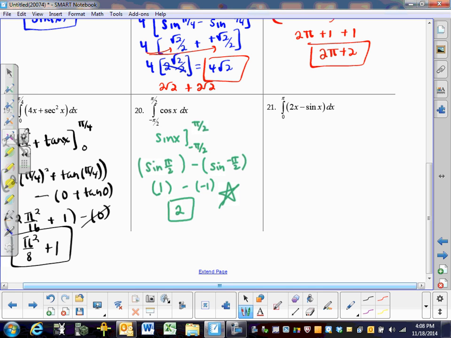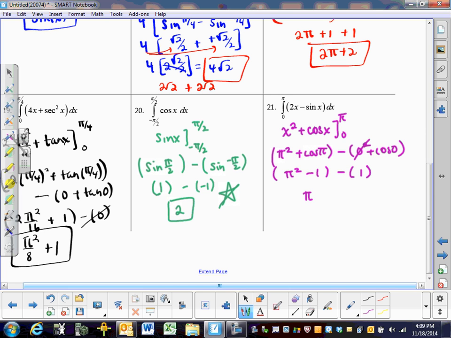Backwards from 2x gives us x squared. Backwards from negative sine is positive cosine, 0 to pi. The top is pi squared plus cosine pi, minus the bottom, which is 0 squared plus cosine 0. Now again, this is one of those things I said to be cautious about with trigonometry. Unlike polynomials, plugging 0 in for the x doesn't make the whole thing go away. We have pi squared. Cosine pi is negative 1. And cosine 0 is not 0, it's 1. So we have pi squared minus 2.